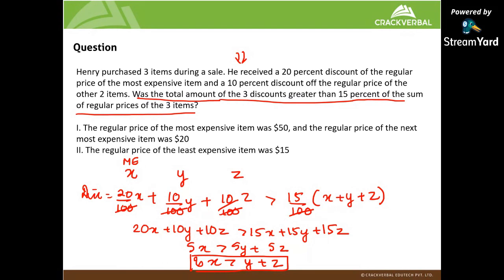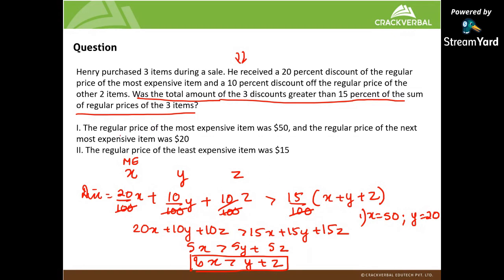Right? It's asking me, is x greater than y plus z? Or basically, is the regular price of the most expensive item greater than the sum of the regular prices of the other two items? If I figure that out, my statements become very simple to work with, because the first statement says x is 50 and y is 20.